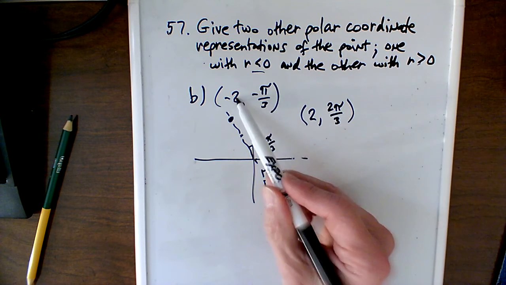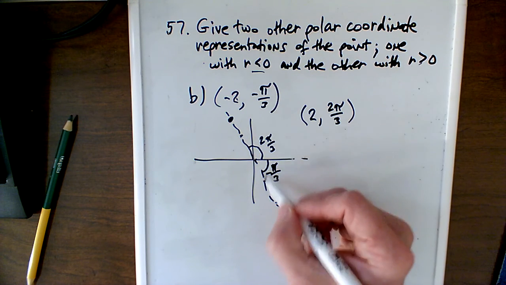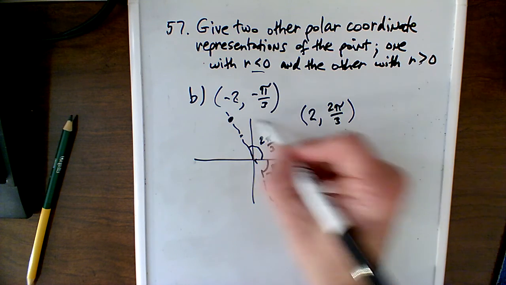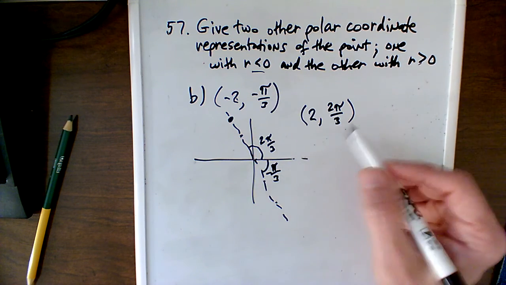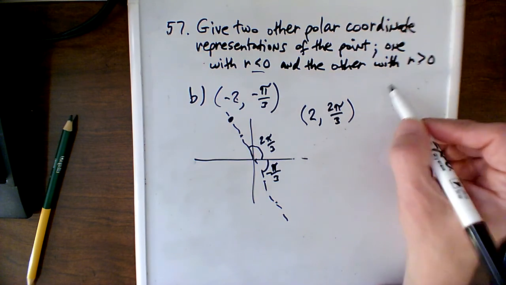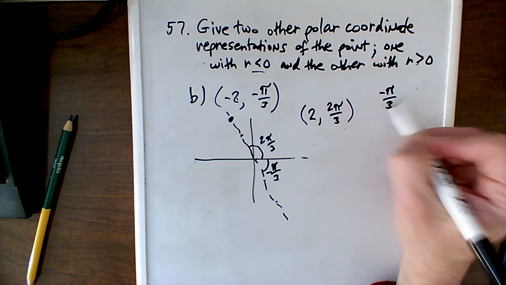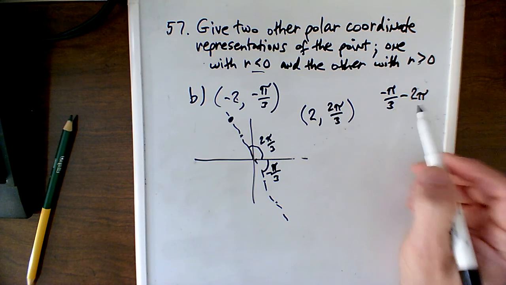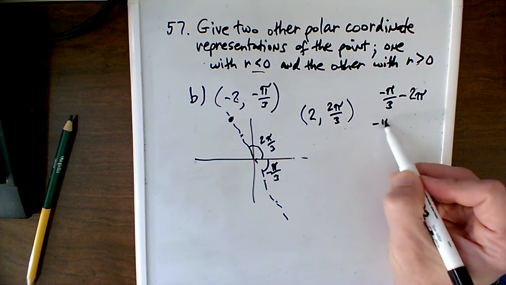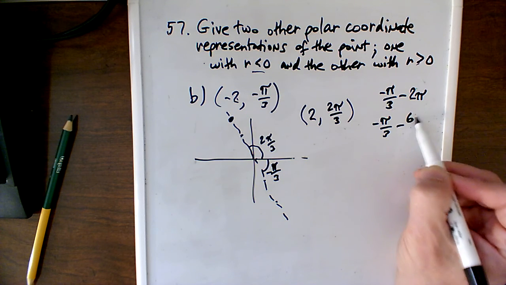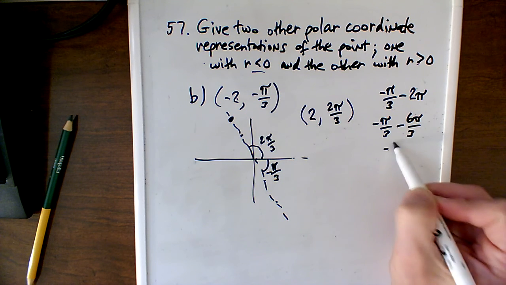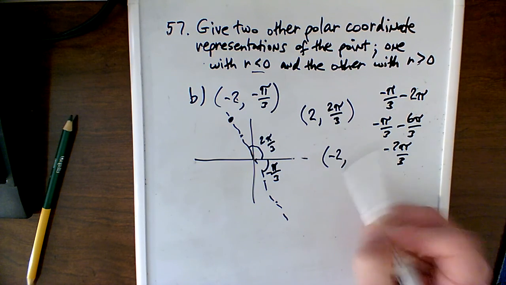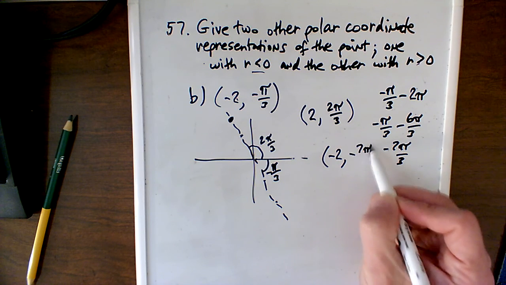And if we want one more negative one, I just have to go around, instead of negative pi over 3, another whole time. So it's negative pi over 3, and then another 2 pi in the negative direction, which is negative pi over 3 minus 6 pi over 3, which is negative 7 pi over 3. So my other point is negative 2, negative 7 pi over 3.